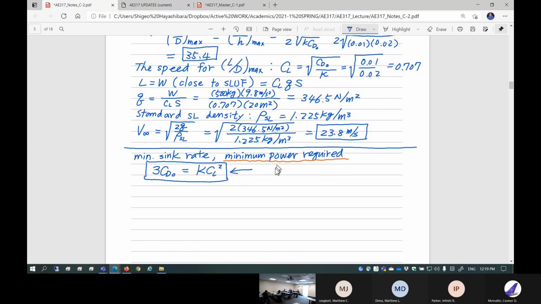Let me order you: please memorize. So we should not understand, just memorize, correct? Yeah, that's right, because that's what I'm doing. Memorize: 3 times the parasite drag coefficient is equal to the induced drag coefficient. This is actually the minimum power required condition.